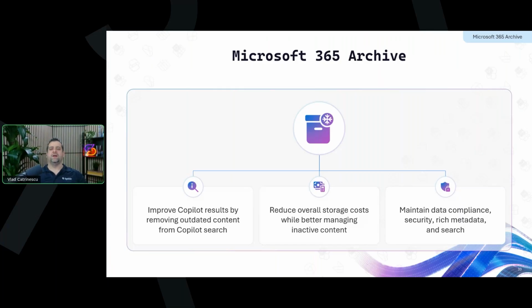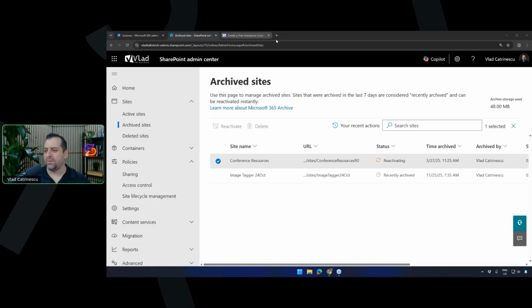Another benefit here about putting stuff into archive is that it removes it from the Copilot semantic index, which is really cool because a lot of organizations are having trouble that old content is appearing inside Copilot, but that's just because they have inactive content they don't want to delete. M365 Archive can solve that, where I can have inactive content that I keep, I'll put it into archive, and then it won't take long.